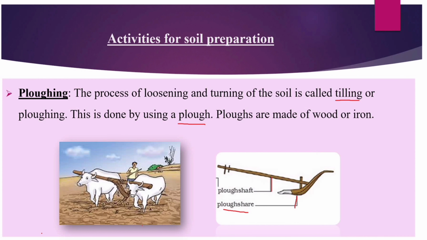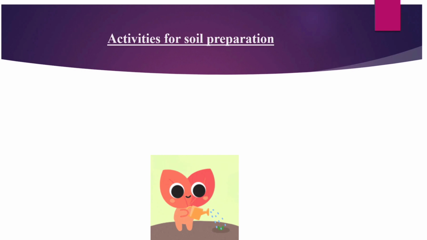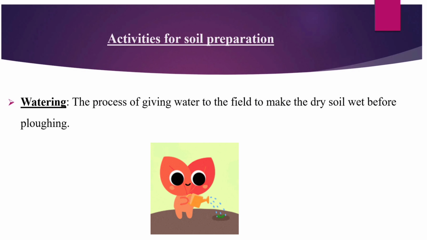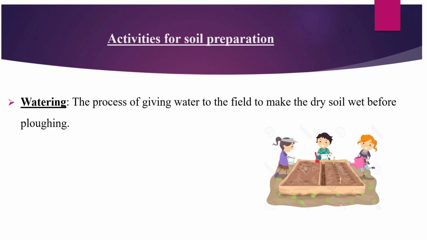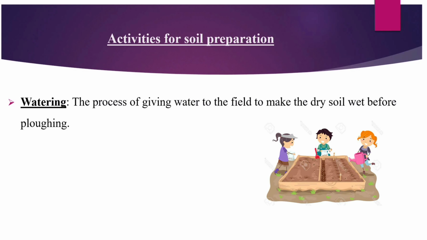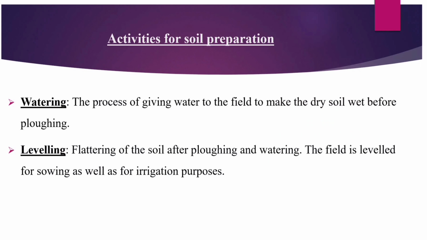Now, our next step is watering. The process of giving water to the field to make the dry soil wet before plowing is called watering. After that comes leveling, the flattening of soil after plowing and watering. The field is leveled for sowing as well as for irrigation purposes. And this is called leveling.